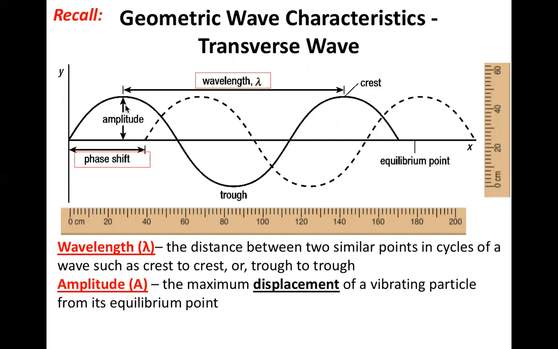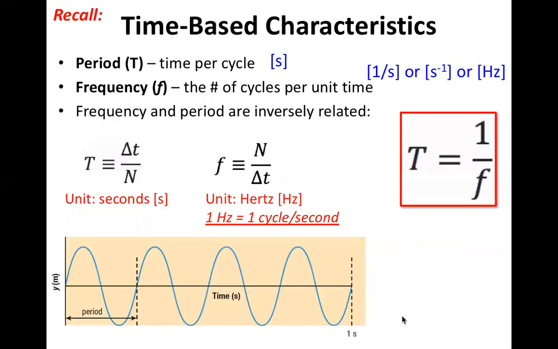Amplitude is important in sound because it is the volume, so the loudness of the sound, or the amount of energy. So it's really important to be able to visualize amplitude. Amplitude is the maximum displacement of a vibrating particle from its equilibrium point. Wavelength, we will talk in a moment about how wavelength indirectly determines how high-pitched or low-pitched the sound is. So wavelength and amplitude are arguably the most important geometric characteristics when we're talking about sound.